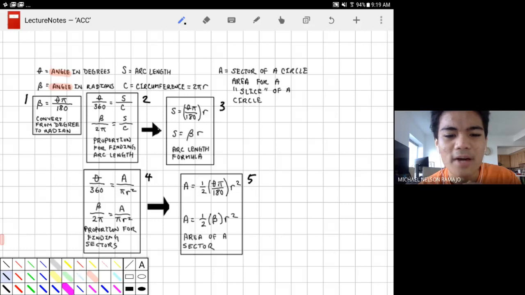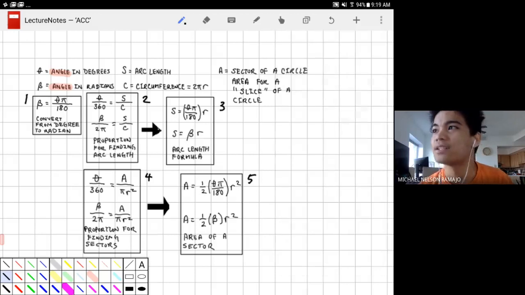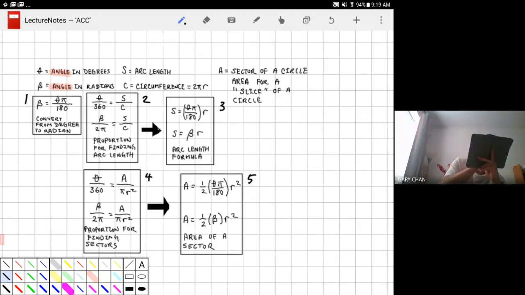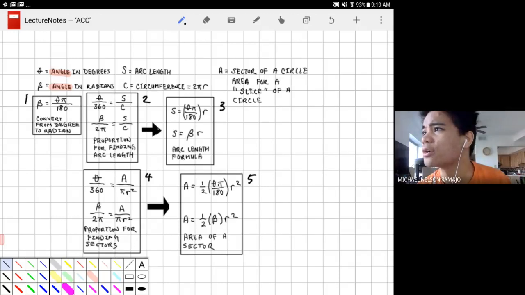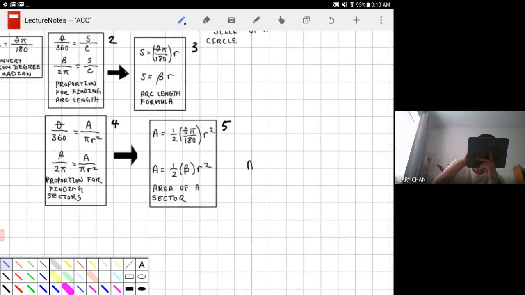A equals 1/2 beta r squared, since it's saying radians. Exactly. So in that formula that you just pointed out for us, what do we know? The radius is 10. Yep. The central angle is 2/5 pi. Is that A or is that beta then? Beta. That is beta. So 1/2 times 2/5 pi times 10 squared.